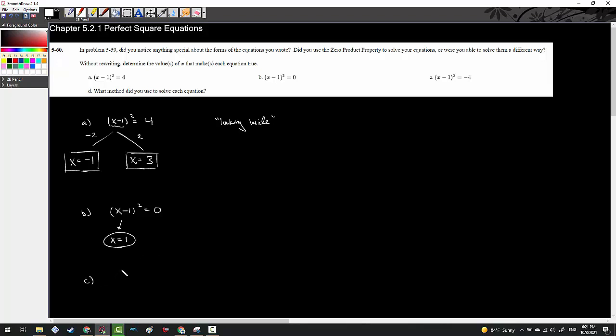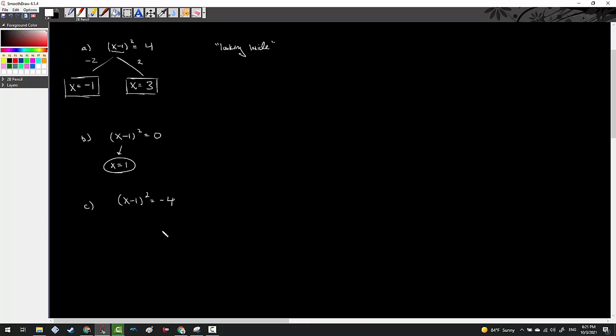And then in the last one, C, we got (x - 1)^2 equaling negative 4. Now, if you really think about it, I can't think of any number which, when I square it, becomes a negative value. Even if I plug in negative a trillion, negative a trillion minus 1 is negative a trillion and 1, but if I square it, it automatically becomes positive. So this is no solution. There's no x value that makes this true.